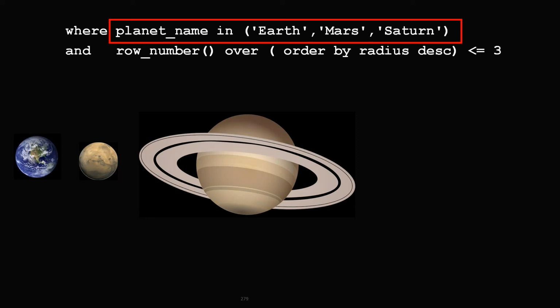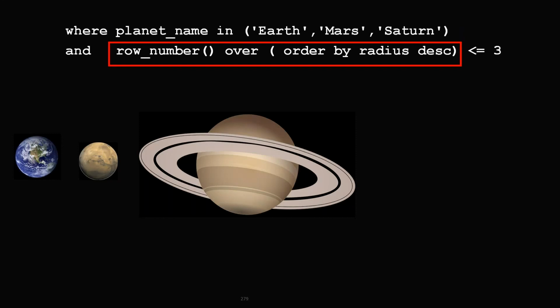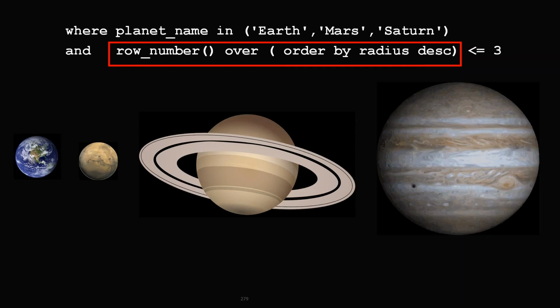Do I restrict it to the 3 planets first, and then do the row number? Or do I get the row number across all the planets first, and then see which ones are Earth, Mars, and Saturn? There's an ambiguity as to which predicate I should apply first, because we actually give a different result. If I did the row number first and said I want the biggest moons, then Jupiter has got the biggest moons by a long way. Right? So what's going to happen is, which one am I actually going to be doing first?